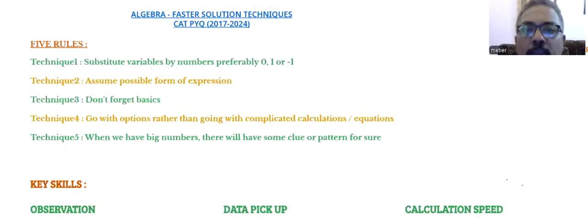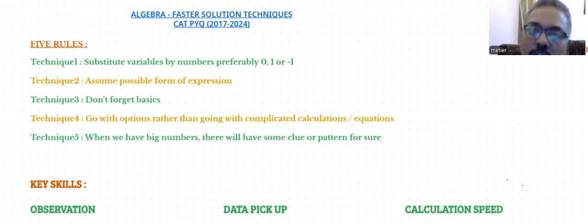Hi. We are only 4 days away from our CAT 2025. So in this video, I am trying to give you a few tips for your algebra, the faster solution techniques for algebra-based questions. Few questions in algebra you can easily solve if you follow these techniques, right? There are 5 rules. Always try those questions in algebra that you can solve with some basics and some tricks.